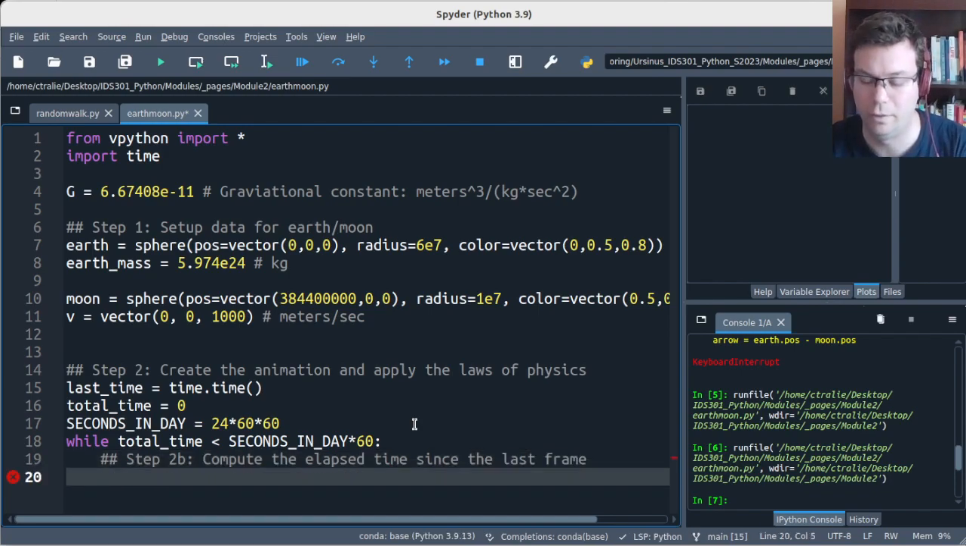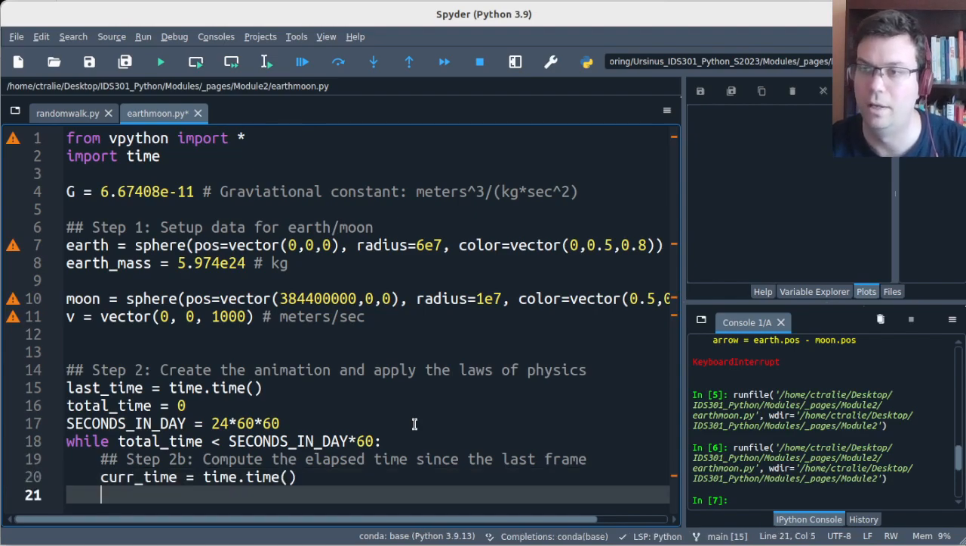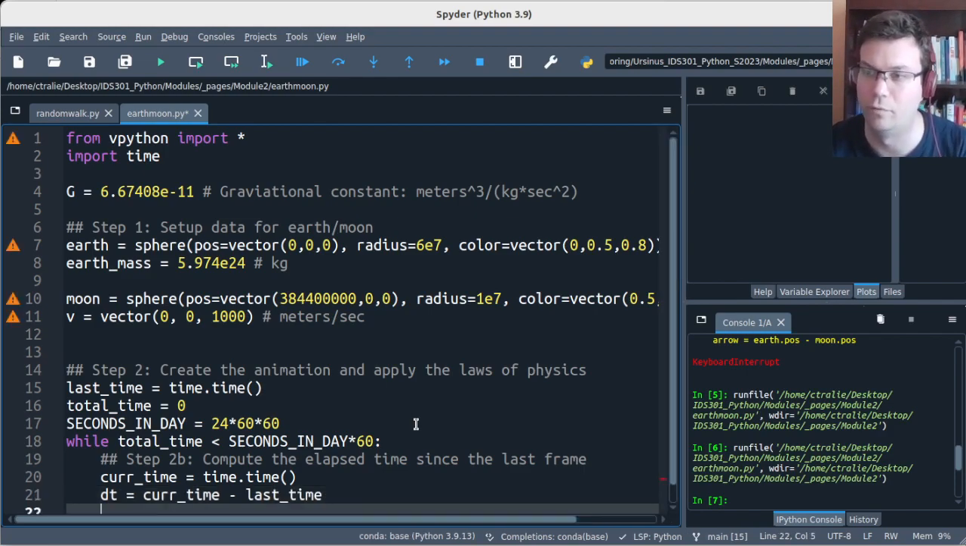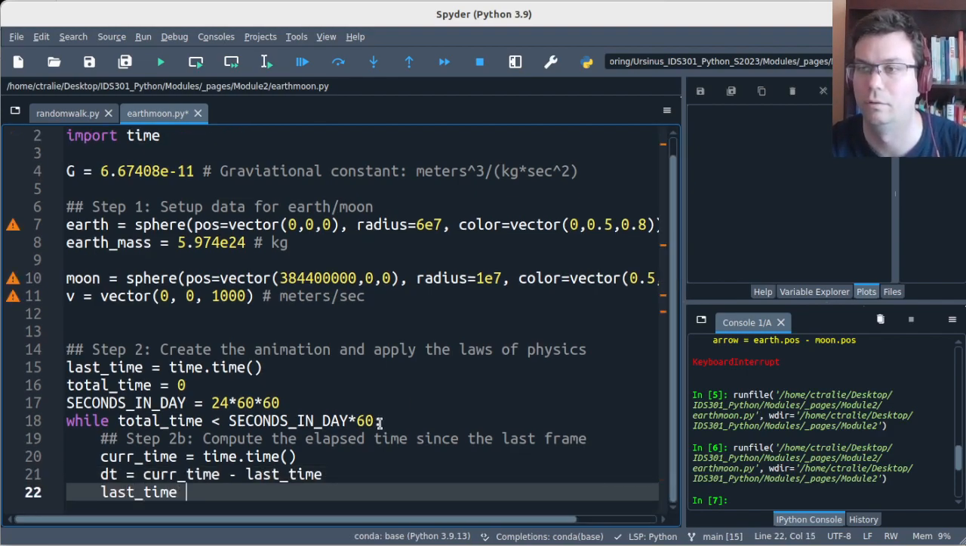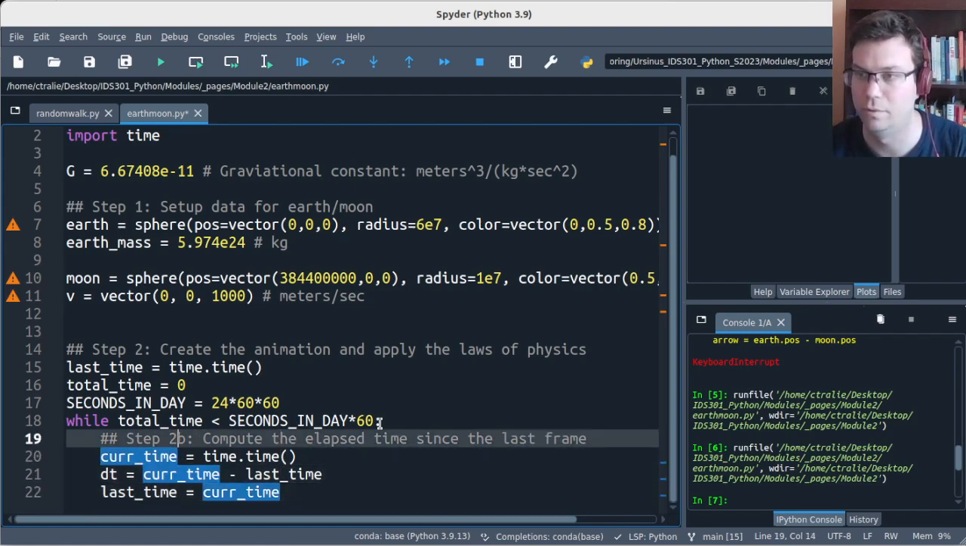So first what I got to do is I'll set up a variable for the current time, and then I'll compute the elapsed time as the current time minus what the last time was, and then I'll remember what this time was for the next frame. That's a very standard thing to do, to keep track of the elapsed time.